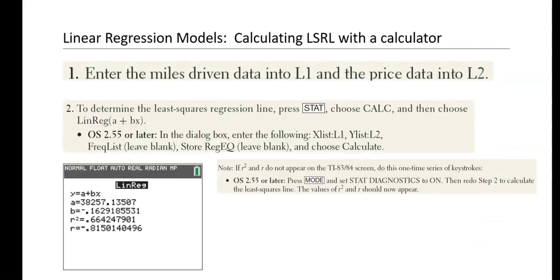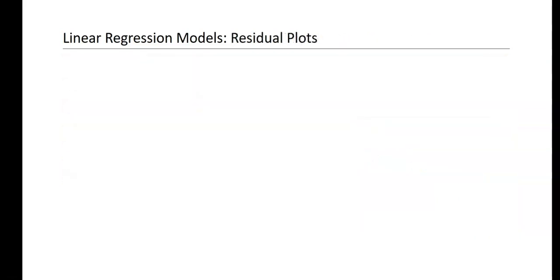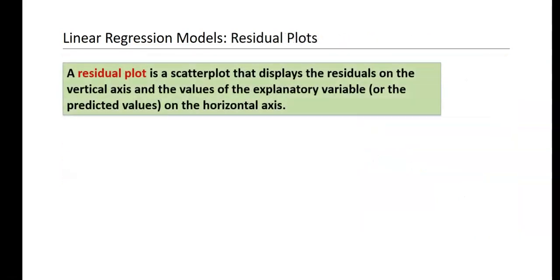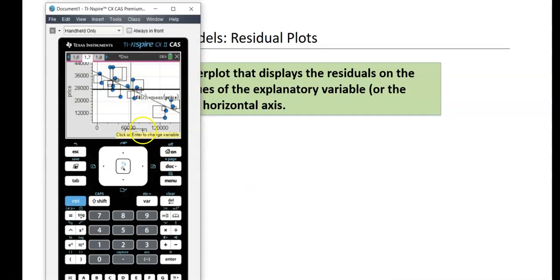Okay, so we did that. A residual plot is a scatter plot that displays the residuals on the vertical axis and the values of the explanatory variable on the horizontal axis. So you can actually do this in your calculator. Let me show you this. I'm going to undo some things here.